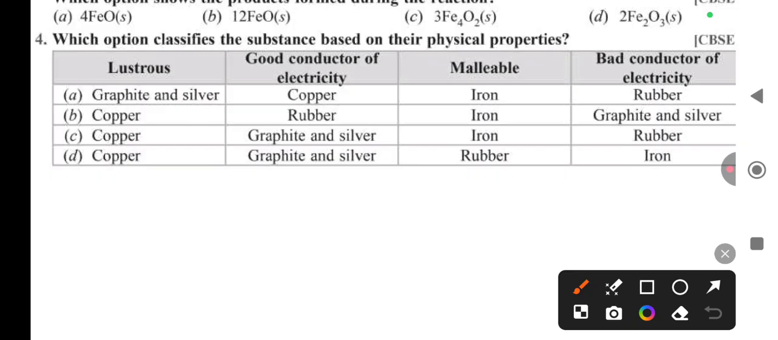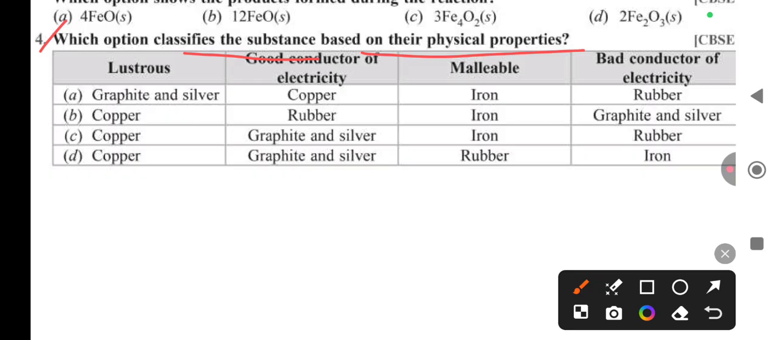So our next question is, which option classifies the substances based on their physical properties? So you have to classify on the basis of physical properties. Physical properties, what does it mean? It means what appears physically, not according to a chemical reaction, how they react or behave.